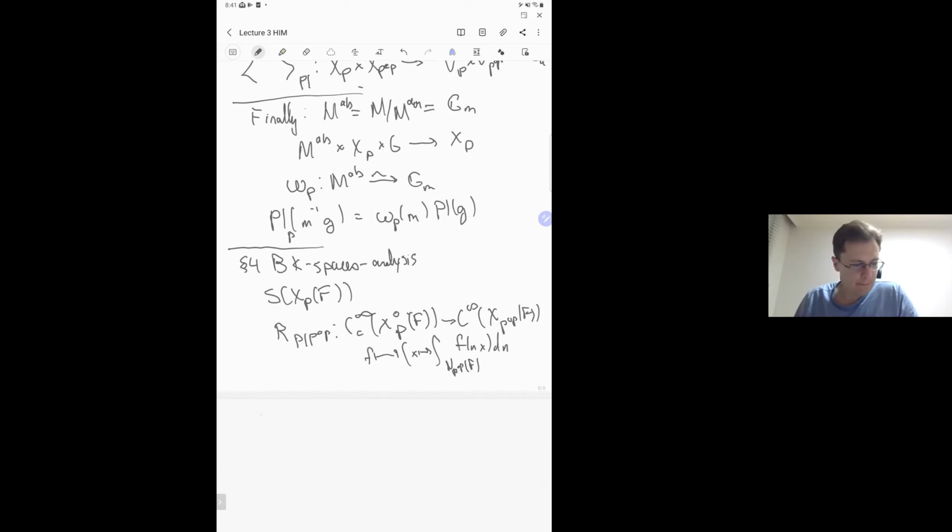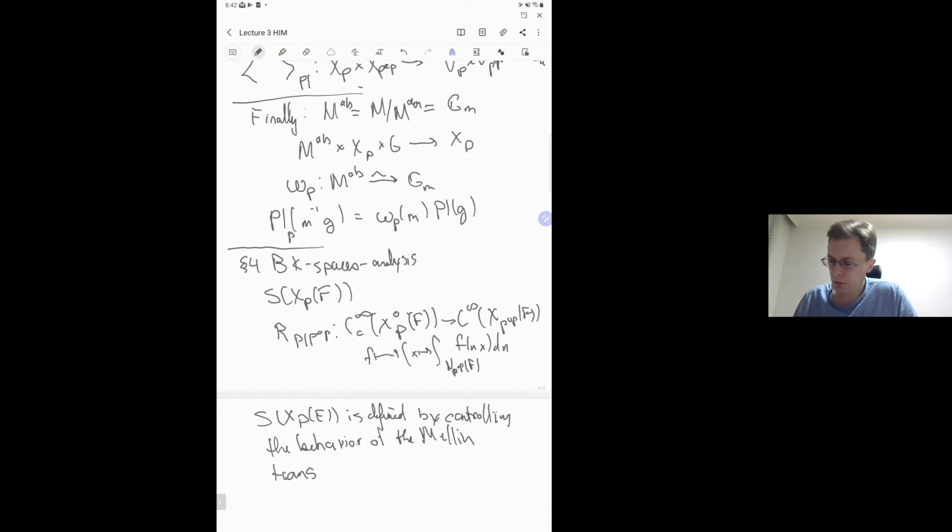So S of XP of F is defined by controlling the behavior of Mellin transforms of f and the intertwining map applied to f. Okay, so let me say this more precisely.